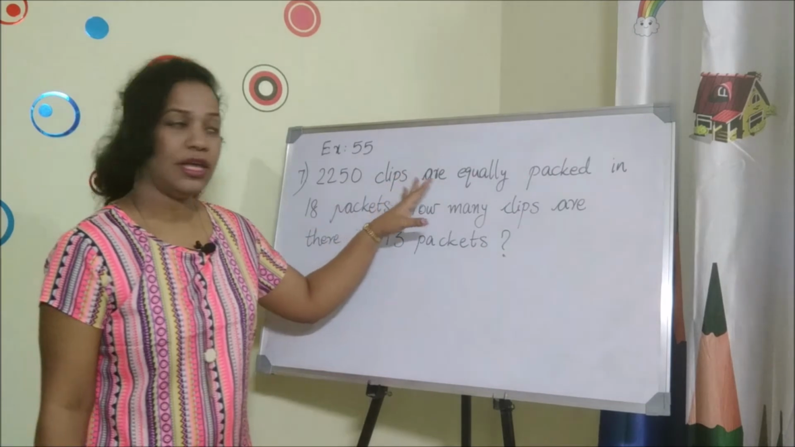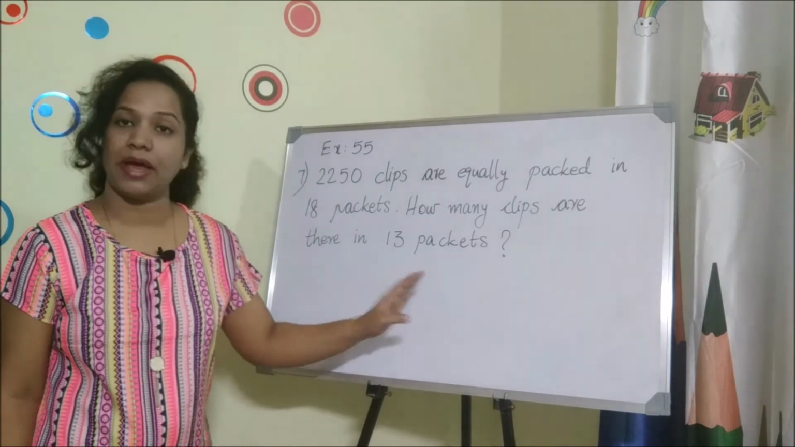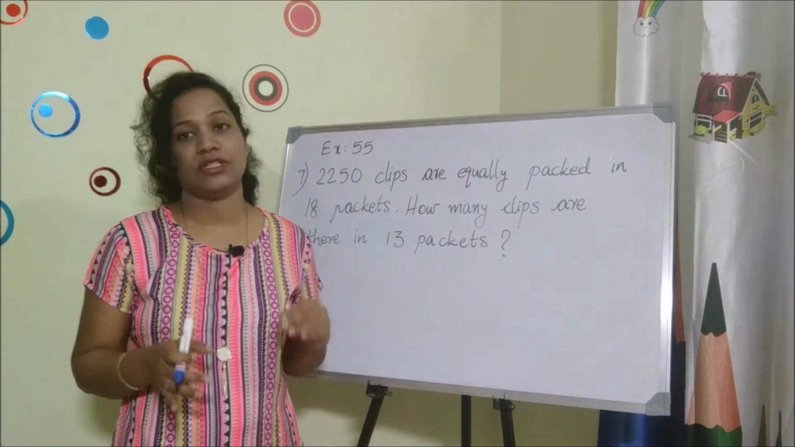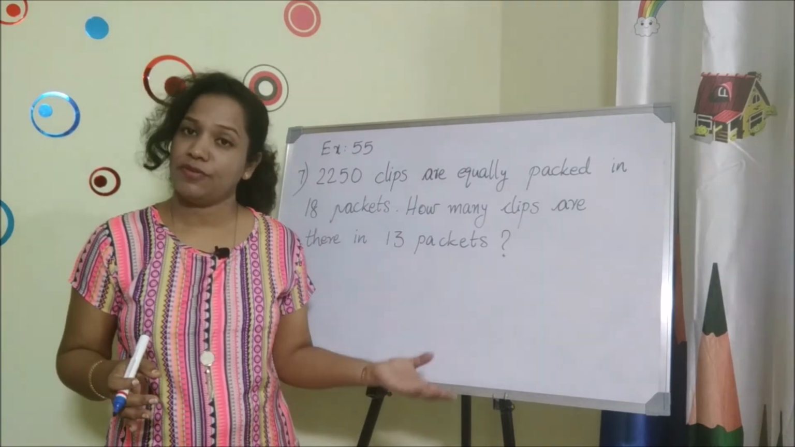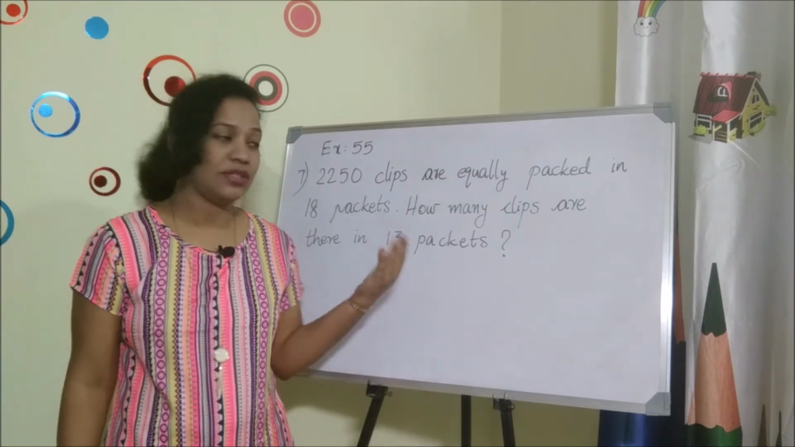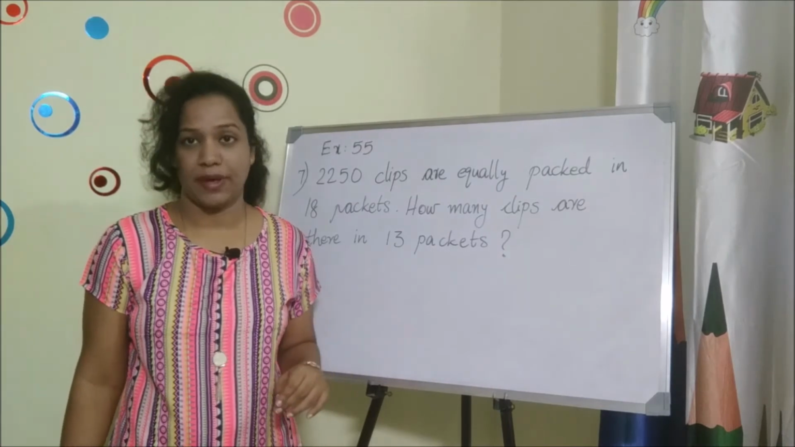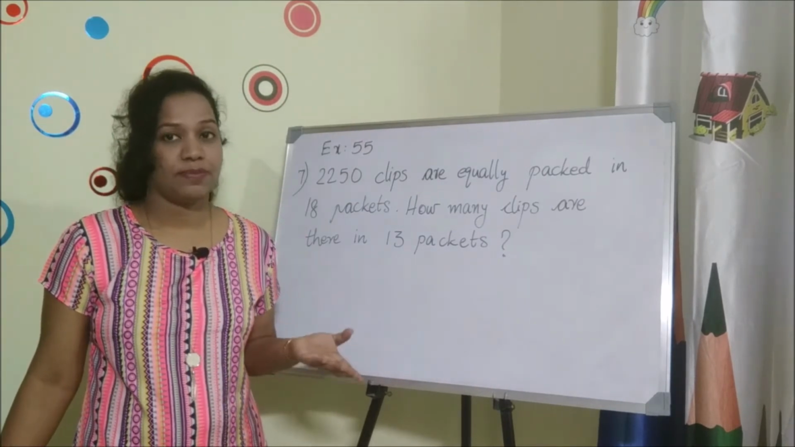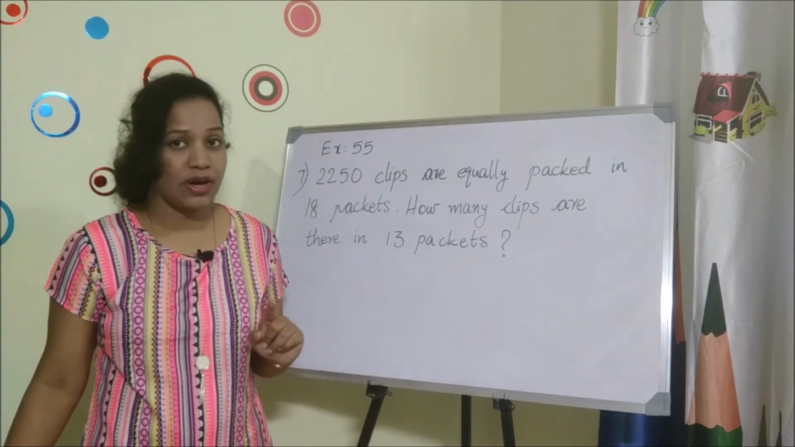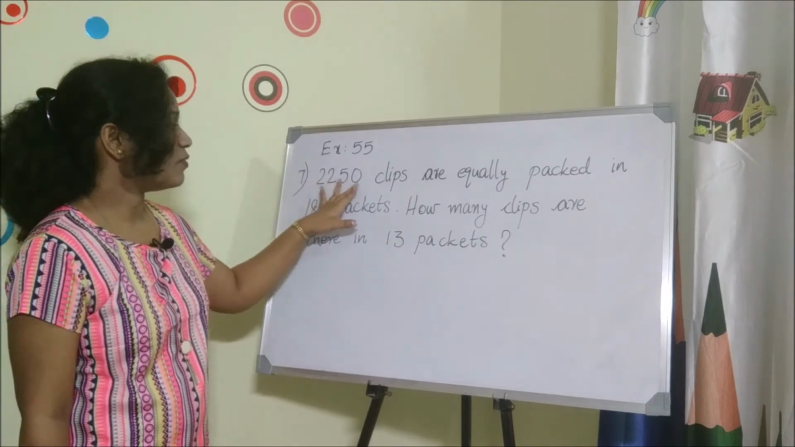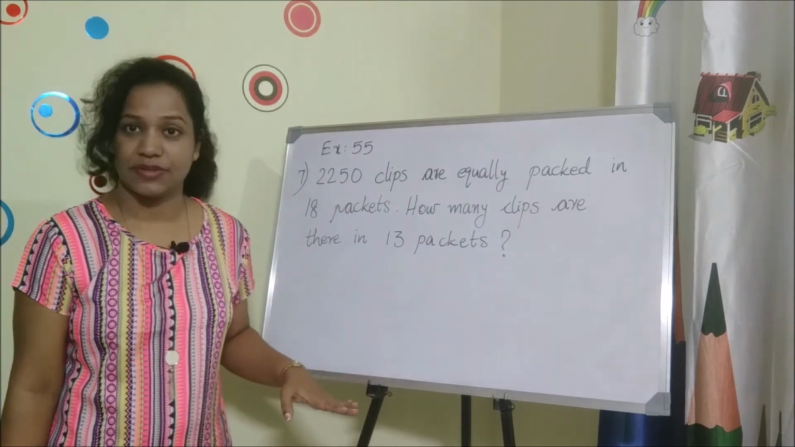2250 clips are equally packed in 18 packets. How many clips are there in 13 packets? It is very simple. You just need to find out in one packet how many clips are packed. So if we know that number, we can multiply that with 13 to find out in 13 packets how many clips are packed. How do we find how many clips are packed in one packet? We need to divide 2250 by 18. Okay, so let's write the statements first.